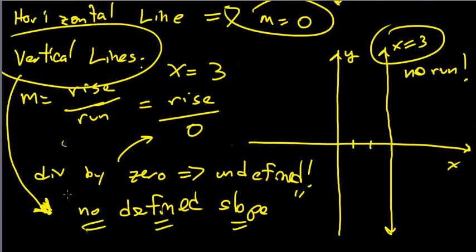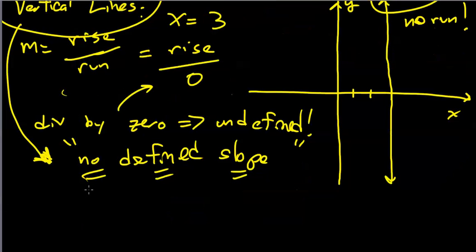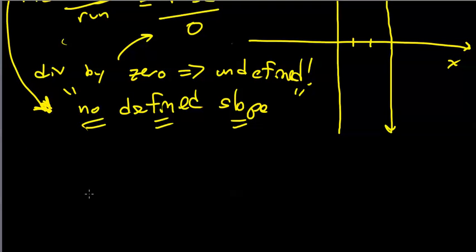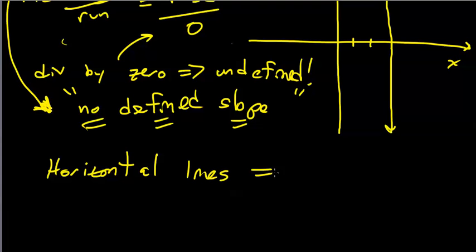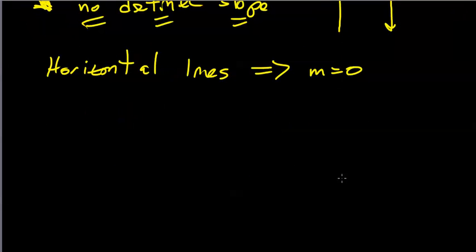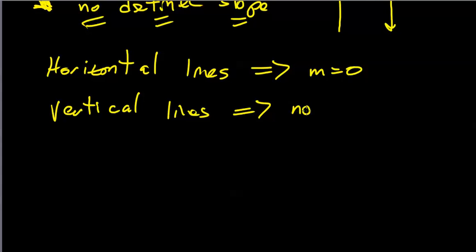And if you look in the answer manual, and the answer manuals I give you, they will use this phrase, no defined slope, with regard to vertical lines. Okay? So let's do the rehash. Horizontal lines always have a slope of 0. Now please note that 0 is defined. 0 is a number. 0 exists on the number line. But vertical lines have, again, they'll use this phrase in this book, no defined slope. Okay?